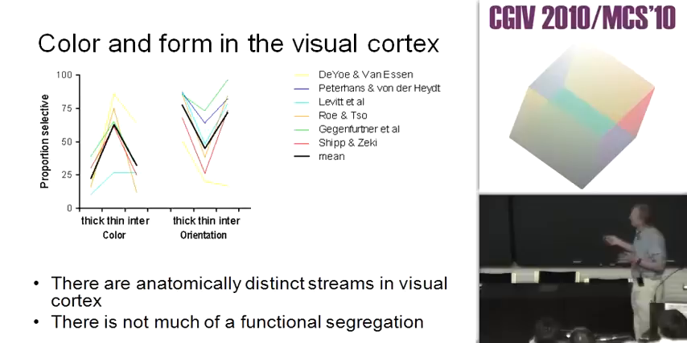of color or not. Basically, the prediction here would be that the color selective cells would all be in the thin stripes of V2. So this should be close to 100%, and there shouldn't be any in the other compartments. And with the orientation, it's the opposite. And what you can see here is that all of these 7 studies are relatively close to the average. There's not that much variation. The studies all more or less agree.